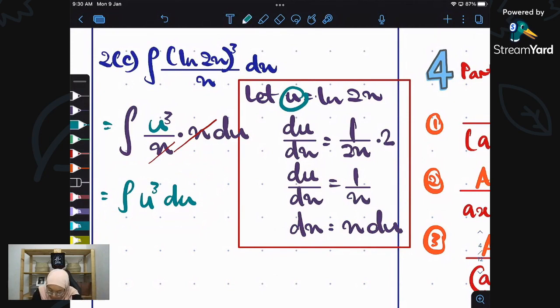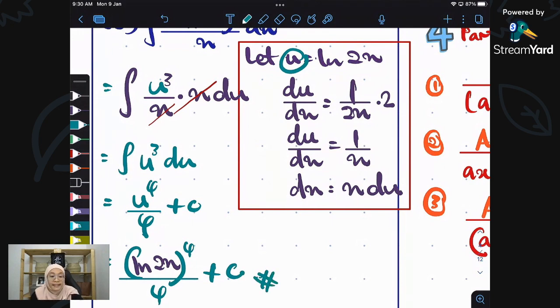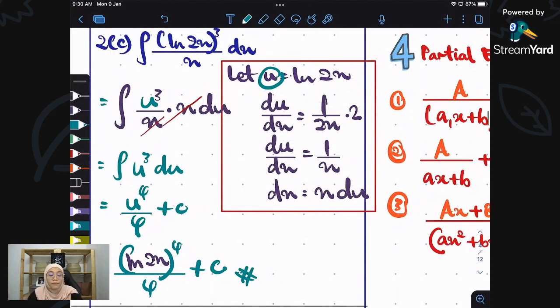So we can integrate the u cube, and it will become u to the power 4 over 4 plus c. And in the end, the answer is just in bracket the original ln 2x, put back into the bracket, to the power of 4 over 4. And then don't forget to put plus c. That's it. That is the method of substitution. Easy? Yes.